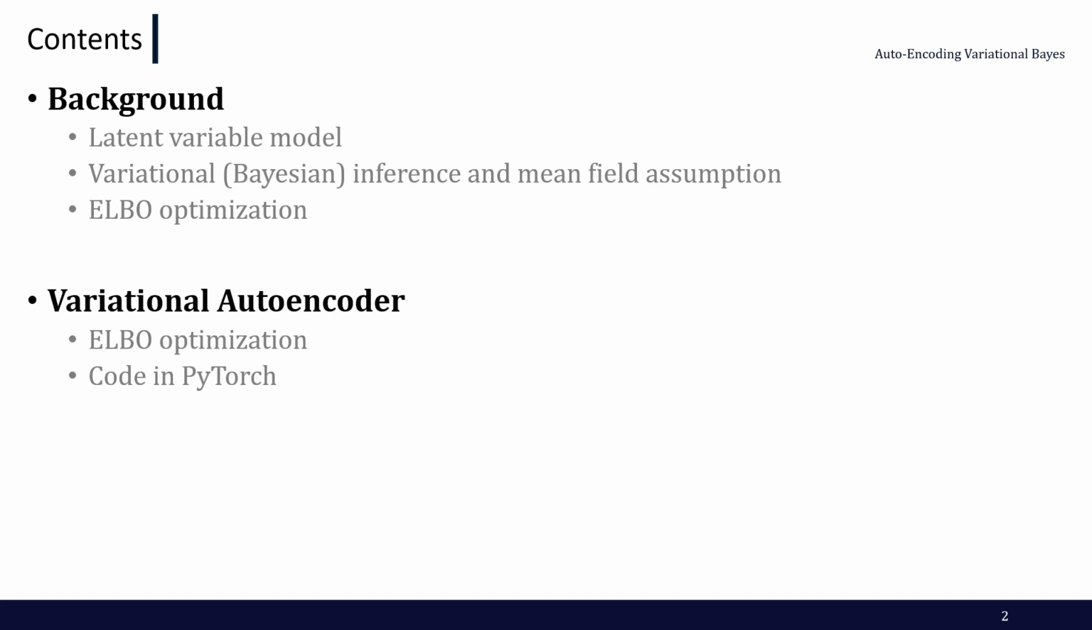Next, I'll talk about the paper. The variational autoencoder also optimizes ELBO. In contrast to variational inference, this does not make any assumptions. And while optimizing ELBO, some problems arise. So I'll show you how to solve it. This is the main part of this presentation. And lastly, I'll show you the code in PyTorch.